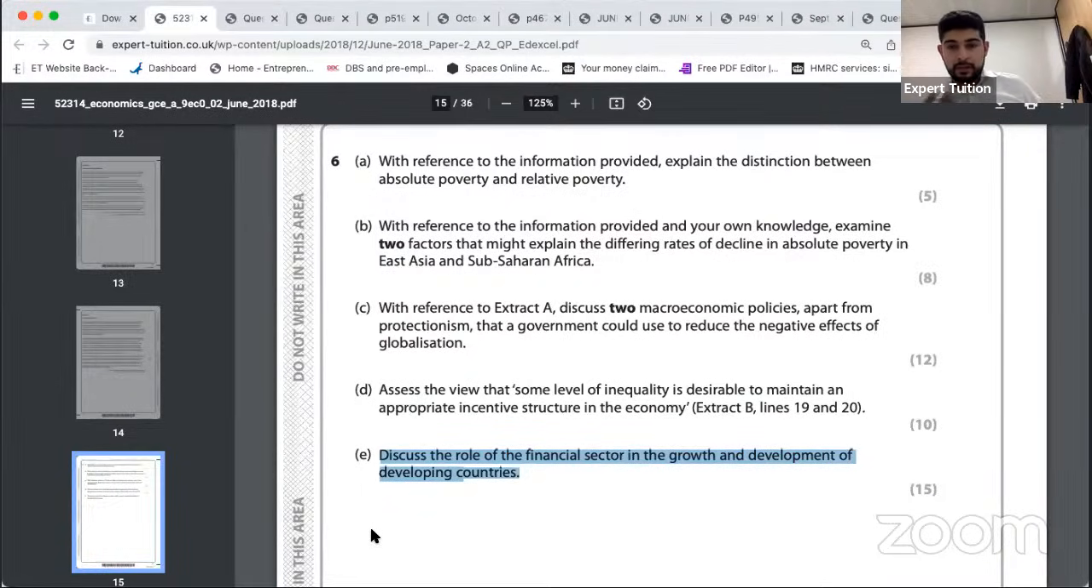I honestly think this is the hardest 15 marker that has been set so far in the paper 2 exam up to now. It combines two topics together, and the technique in terms of how to approach this question is a little bit more challenging than a normal 15 marker. So if you capture that question down into your notes, you can always come back and do this. I just want to share my screen and talk to you about how you plan a question like this.